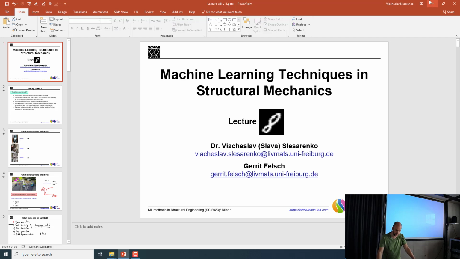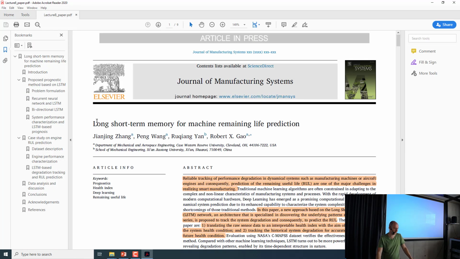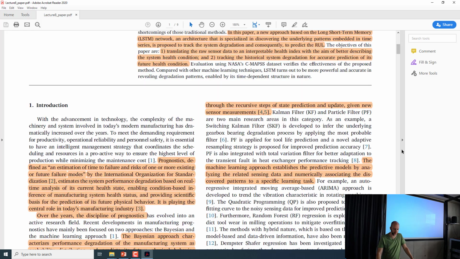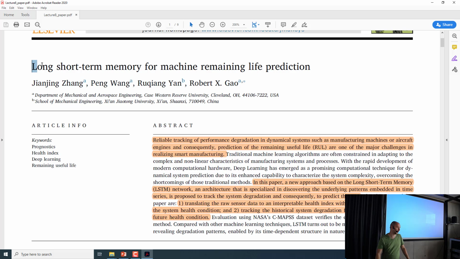And before we leave, I would like to spend 5 minutes briefly scrolling through this paper without dwelling a lot on the text. I will upload it as usual in Ilias. This paper is called Long Short-Term Memory. Again, that's exactly what we studied today for machine remaining life prediction.